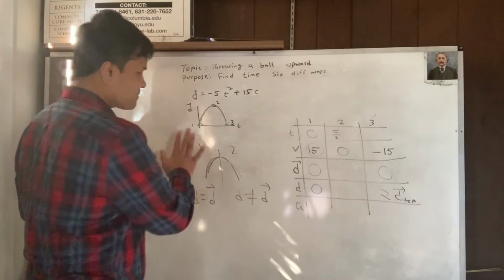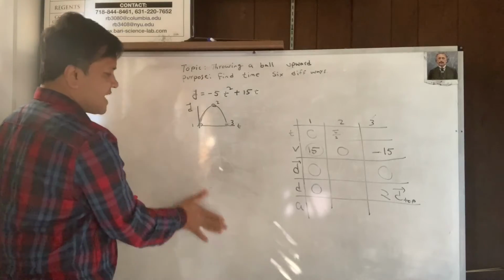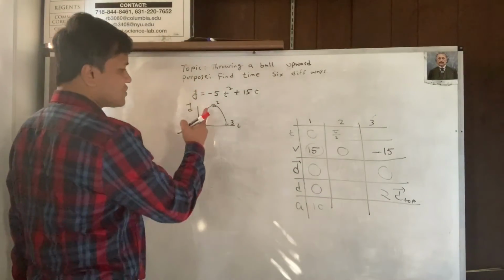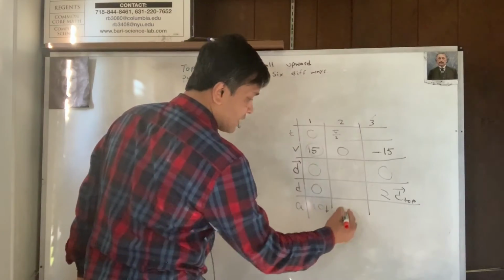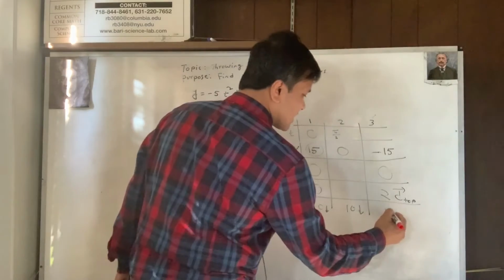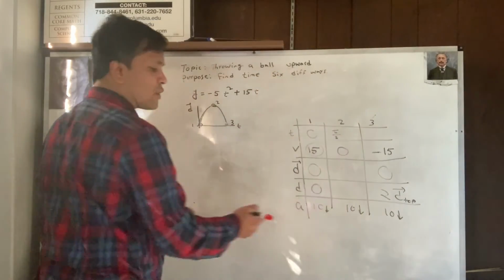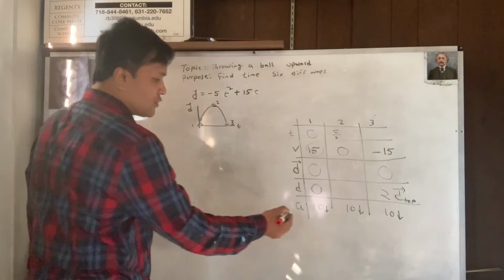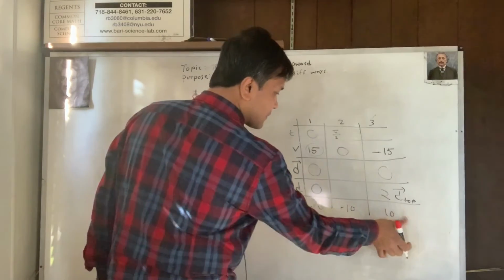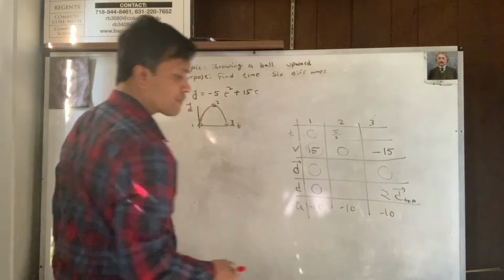You get it. Now the acceleration. Acceleration at location 1 is 10. Acceleration at location 2 is also 10. Acceleration at location 3 is also 10. Of course, it is a downward arrow, or you can put negative and erase the arrow. Okay.